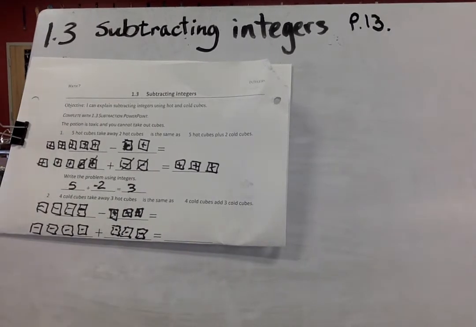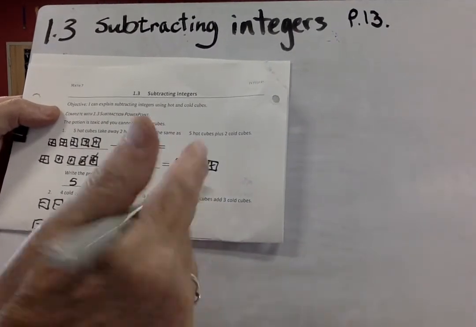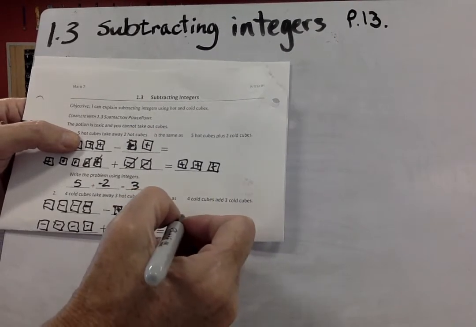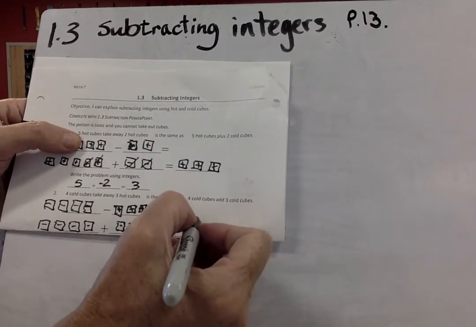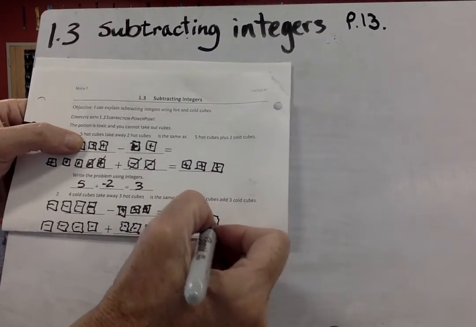Okay, so 4 negatives plus the 3 negatives. When we're adding 2 negatives, we're going to end up with more negatives. So we're going to end up with 7 hot cubes. Not 7 hot cubes, 7 cold cubes.